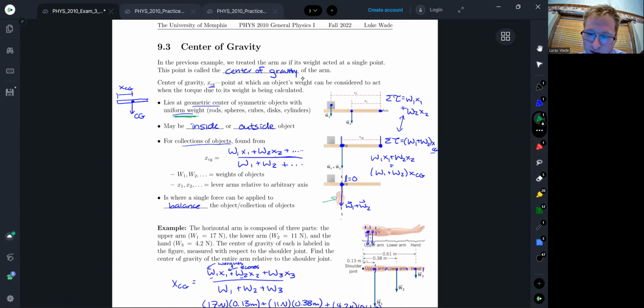So there is one where you'll be told that you have a uniform something, you want to find the torque it causes around an axis. Just remember, it's at the center of the object.